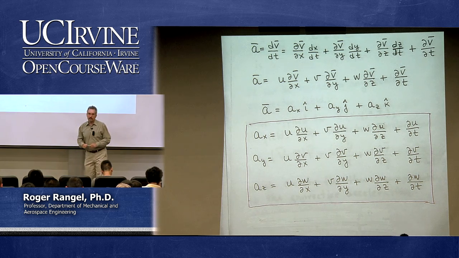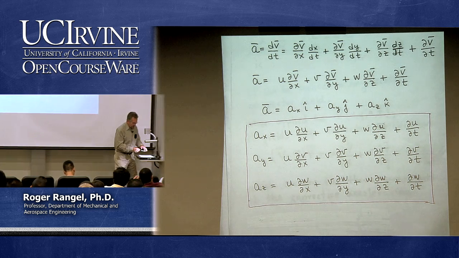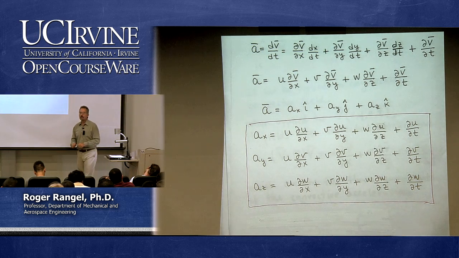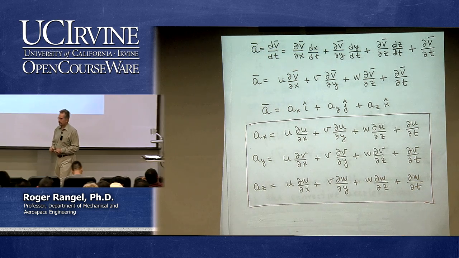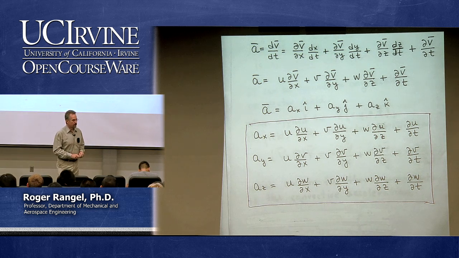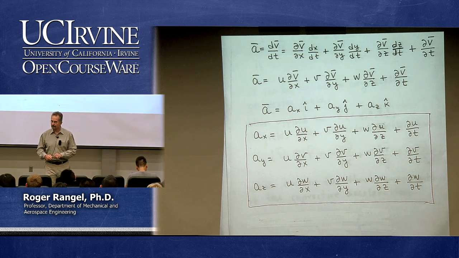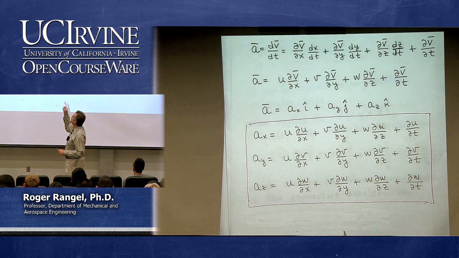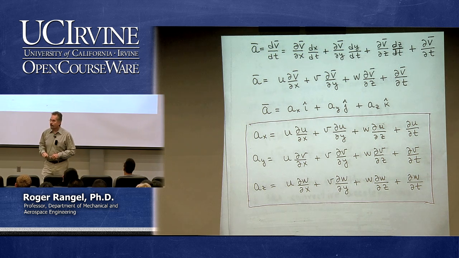Why do we say that these are nonlinear terms? These nine: 1, 2, 3, 4, 5, 6, 7, 8, 9. Why are they nonlinear? What makes them nonlinear in a mathematical sense? Where are my math experts? Just look at one of them, the first one, u du dx. Why is that nonlinear?